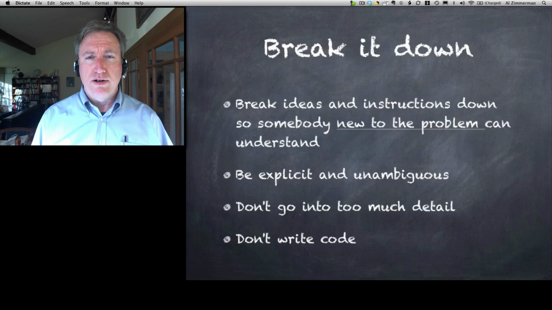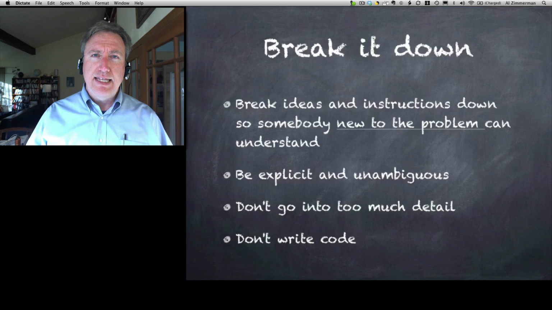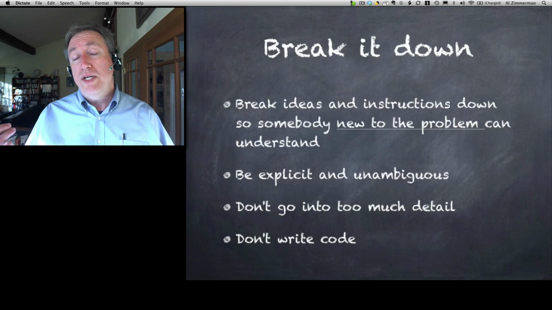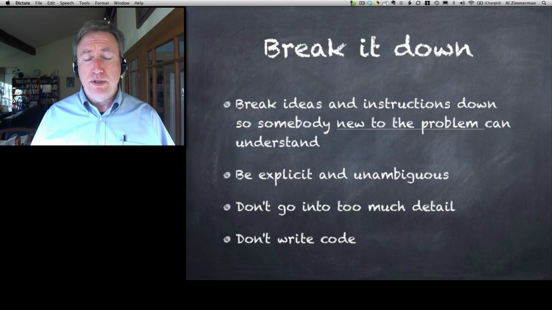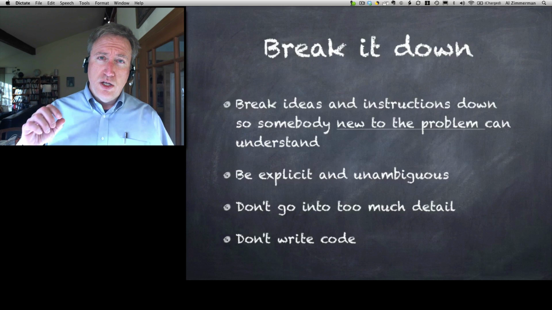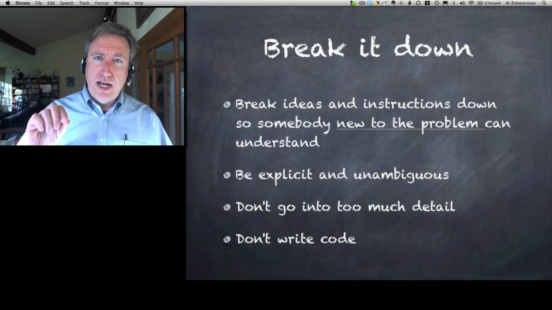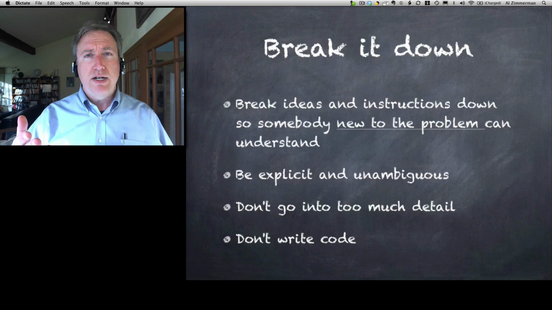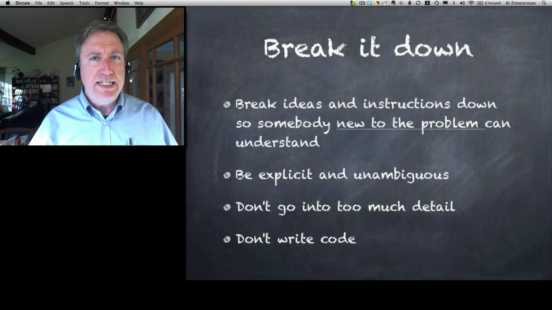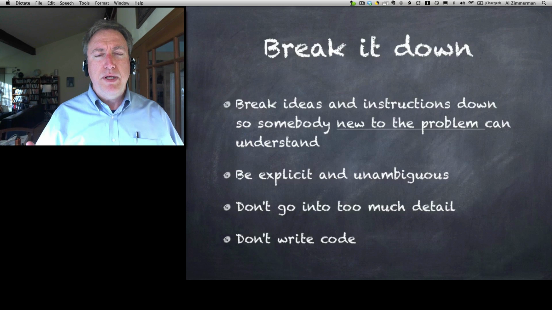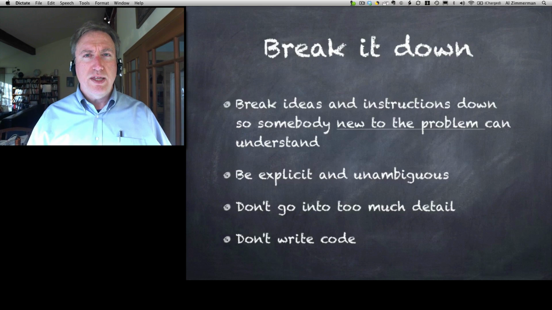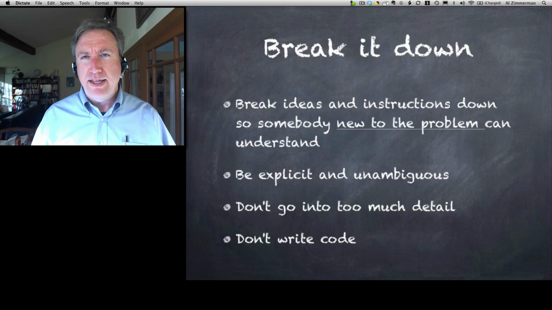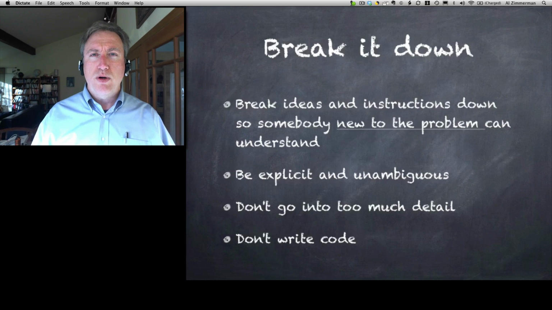The important thing here is to break down the ideas and the instructions so that a person who is new to the situation, new to the problem, can understand. You need to be explicit and unambiguous, so use very simple language, use simple imperative sentences. Do this, do that. But don't go into any more detail than you need to. Don't make people read too much. Just give them what they need to know. And we'll talk about how you find that boundary. Most importantly, in our situation, don't write code.